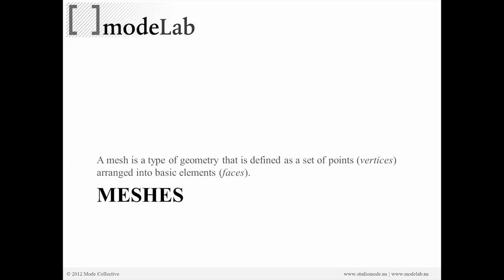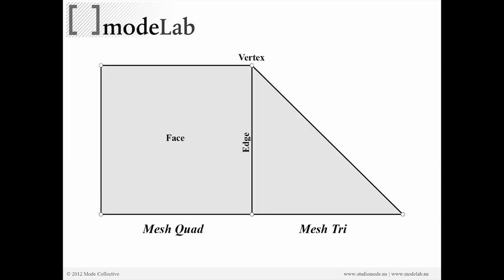So in order to work with dynamic relaxation with meshes, let's take a quick discussion into what a mesh is. As a recap, a mesh is a type of geometry that is defined as a set of points, which we'll call vertices, that are arranged into basic elements called faces. So here we see one mesh triangle that has three sides, one mesh quad that has four sides. Internally to the vertices, we see a face. There's the vertex, and each one of these is an edge.